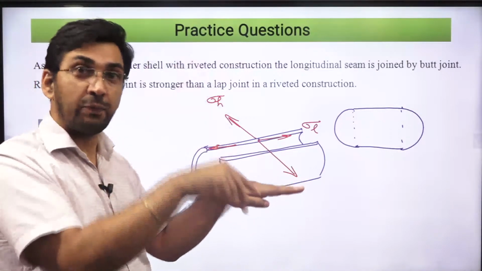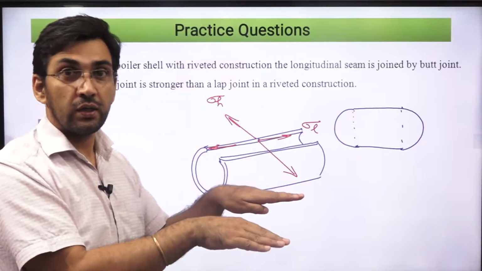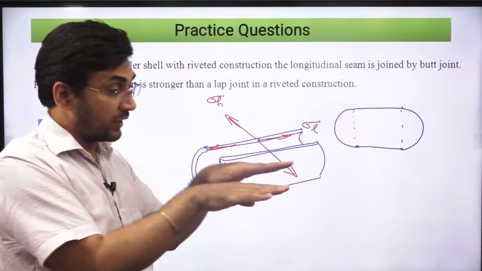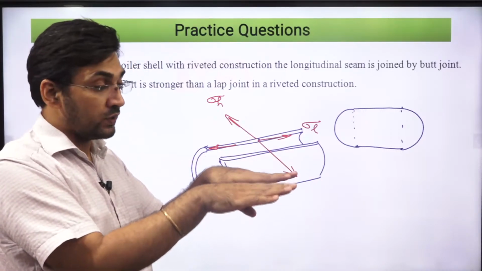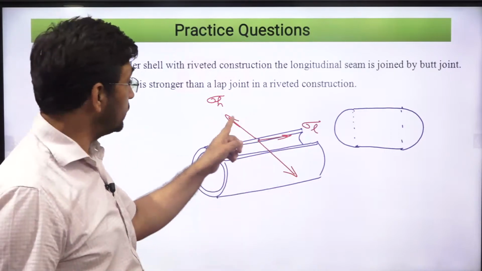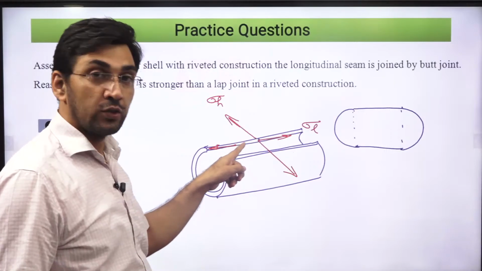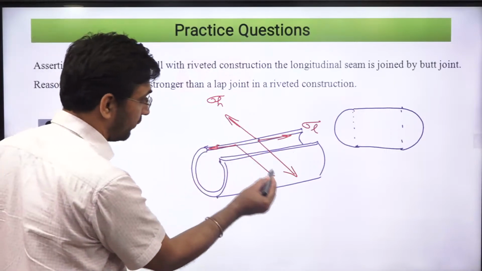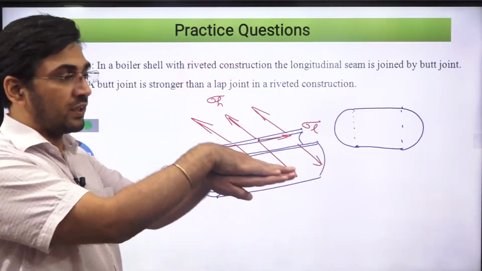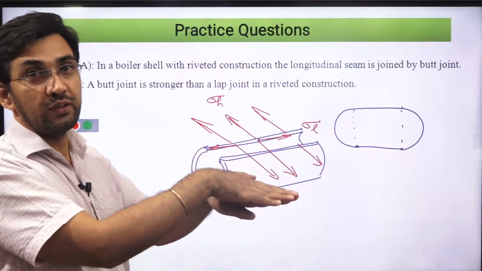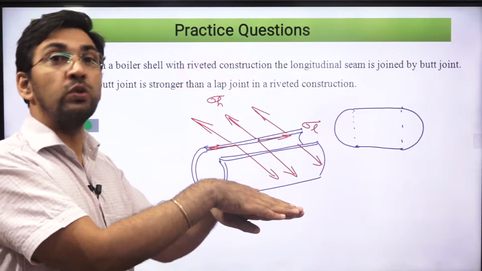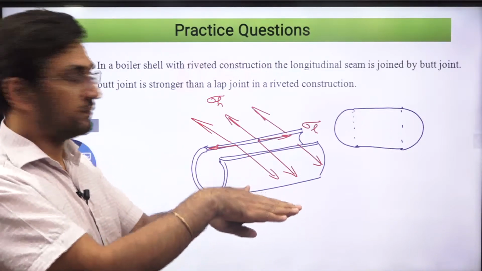So given the choice, agar lap karu ya butt karu, so which one will you go for? You will say, since the hoop stress is acting in this direction, then instead of making the lap joint, you do the butt joint, because butt joint is stronger than the lap joint. So you need to see how the stresses are acting over here. Hoop stresses are acting this way everywhere. So it means it is trying to separate these two plates over here, or trying to shear the rivets over here. So I will not go for the lap joint. If I go for the lap joint, it is weaker. And if it is weaker, I am subjecting that weaker one to the largest value of stress. Why should I do that way?